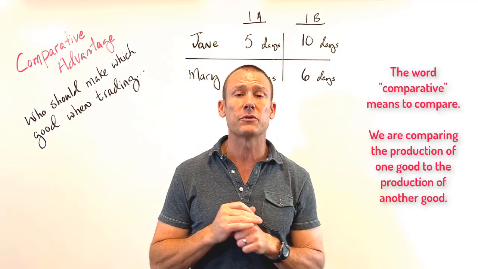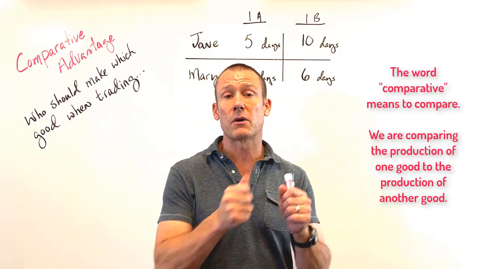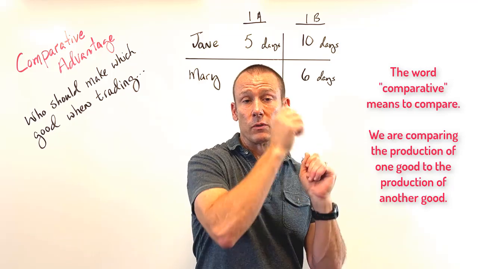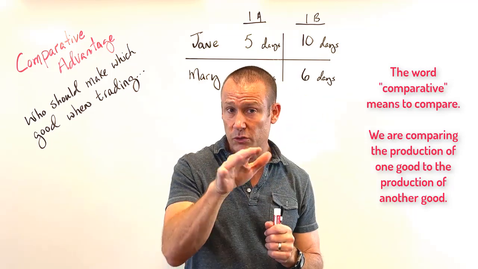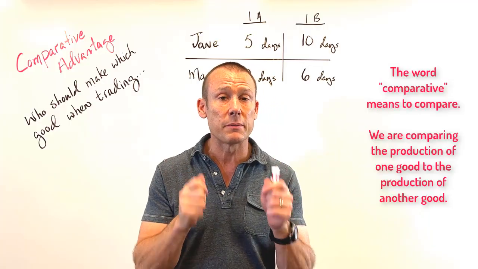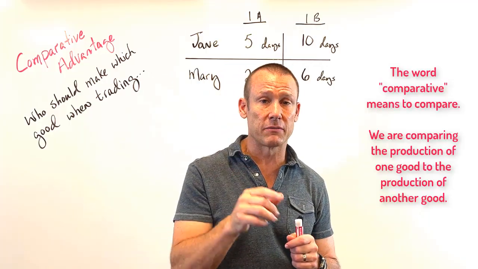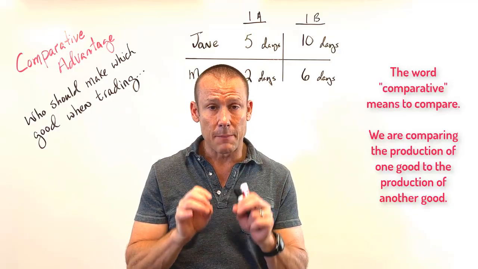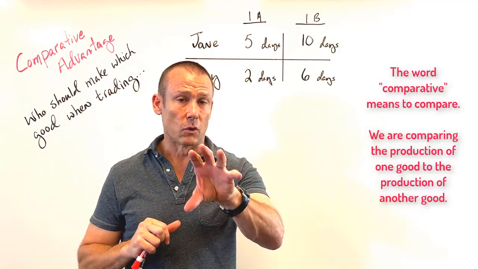And this really comes into play when one of the trading partners is better at both goods. When a trading partner is better at both goods, should we trade? Absolutely. There's still benefits of trade coming our way if we base trade, again, on comparative advantage. Who has the lowest opportunity cost? Okay, so let's get to it.